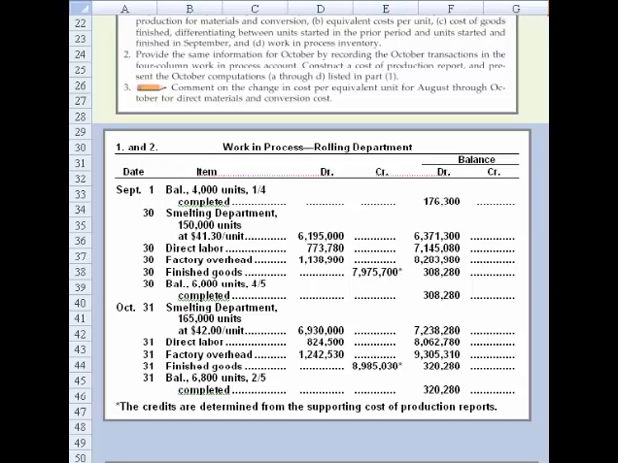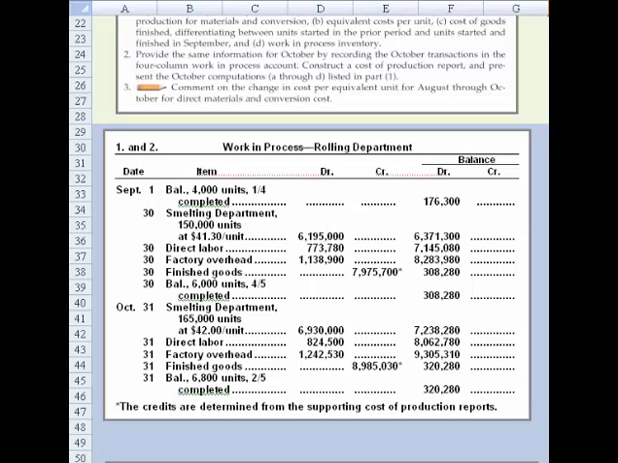in the appropriate places. Okay, so the direct labor shows up as an increase of $773,780. The factory overhead shows up as a debit to the work in process of $1,138,900. And then, as a result of all our calculations, we came up with a total amount to be transferred to finished goods of $7,975,700 for the month of September. If you don't know where that number comes from, go back in the demo, maybe to part 1, and look for where that number appears, and you'll see it is a calculated number that we need to make the entry.